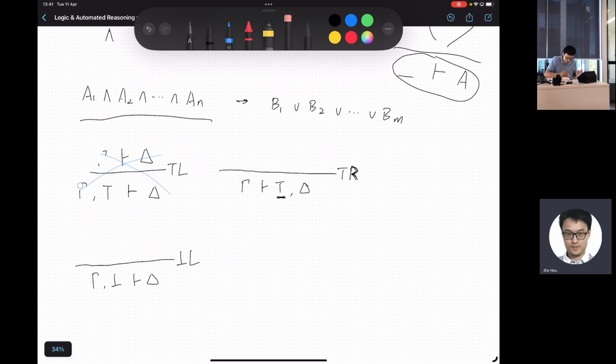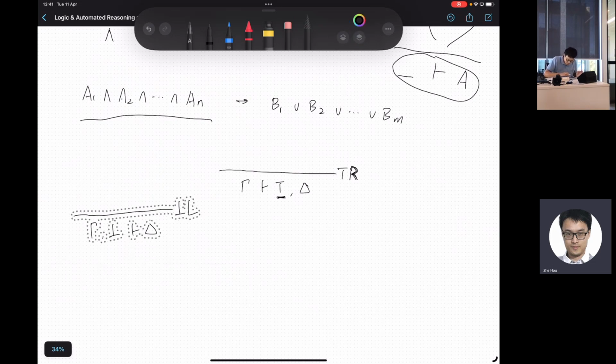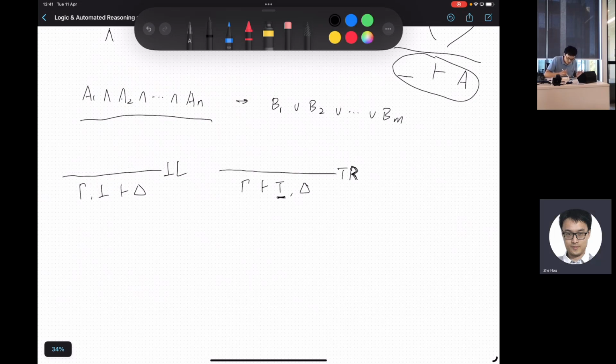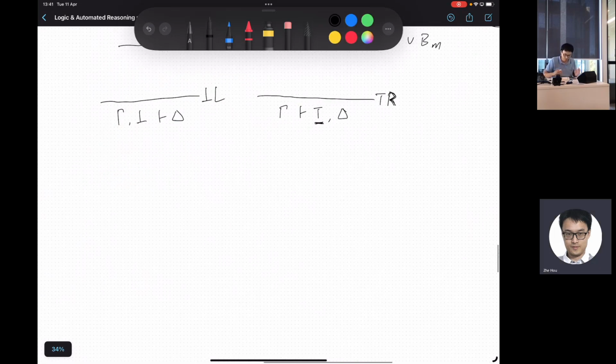So we actually don't need this whole thing. So let me just simplify everything. I'm going to move this up there. Okay. So that's the rules for truth and false. Truth and falsity.